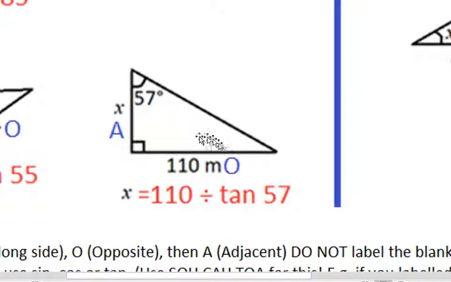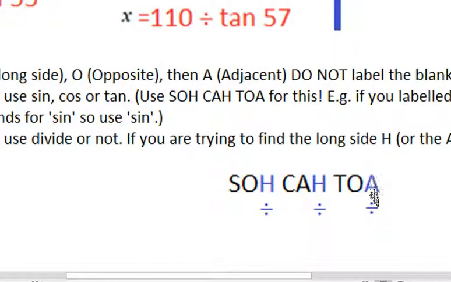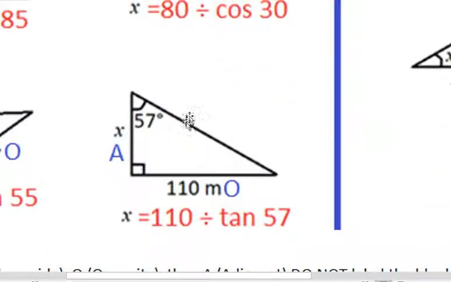Alright, and we've got to decide whether to use divide or not. Well, once again, go back, we can see in TOA if we're trying to find A, we use divide. Are we trying to find A? Well, yes, in this case we are, because this is a letter X. Apart from the A that we put in there, there's another letter, and that's our letter X, meaning we're trying to find what that X is. So if we're trying to find that adjacent, we need to use divide.